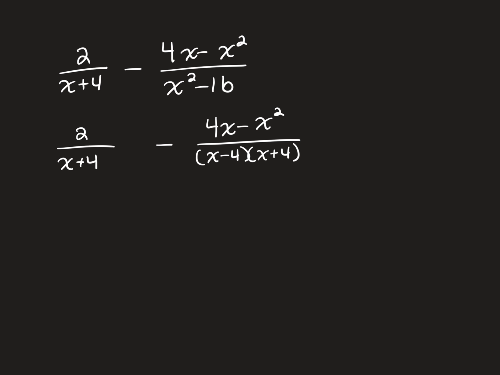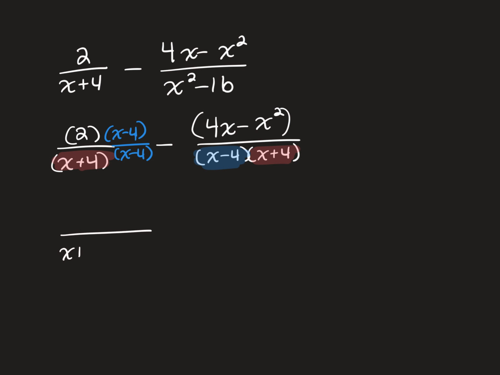Next, we have to compare our denominators. So I see that in both of my fractions, I'm just going to put parentheses around things again. I like to do that. I see in both fractions an x plus 4 in the denominator. But in my second fraction, I have an x minus 4 that I don't see in the first fraction. So let's multiply the first fraction by our giant 1 of x minus 4 over x minus 4.